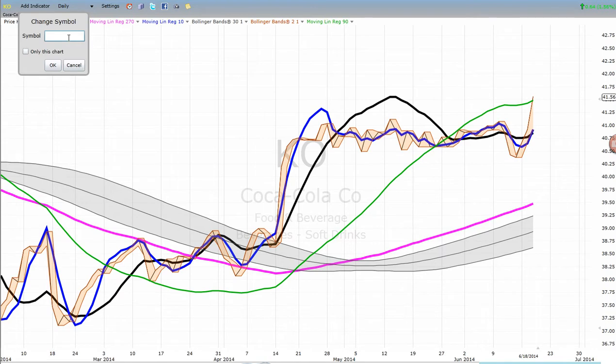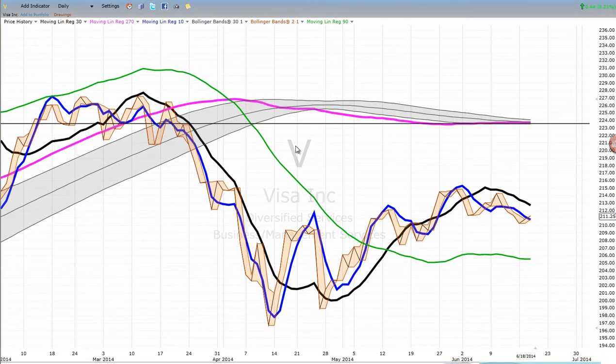So let's look at Visa. So this is the move from the regression line 10 back to the 270. That'd be a move from about 211 to 224. Double bottoms in place. The 30 is above the 90. The 90 has stopped its stall and is starting to improve. So that's Visa.